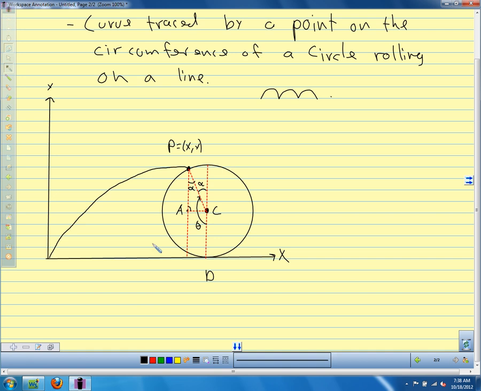The circle's rolled through an angle theta. The point has traveled along this path. Now we need to figure out how we can analyze this. Well, the distance that the circle has rolled, we're going to say that our radius is a. The radius of the circle is a, and it's rolled through an angle theta. So this distance along here that has traveled is just a theta. We're in radians, right? And I'm going to call this little point here B.